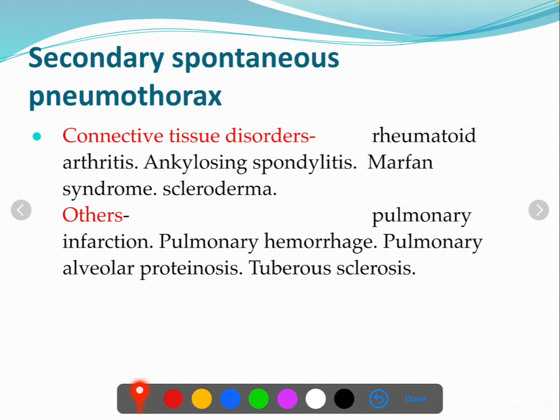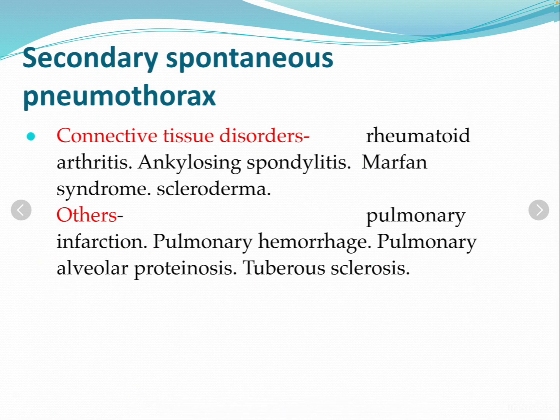Then it could be due to connective tissue disorders, very important, because of rheumatoid arthritis, very important, ankylosing spondylitis, or Marfan syndrome, or scleroderma. Or in others, it could be due to pulmonary infarction, pulmonary hemorrhage, pulmonary alveolar proteinosis, or tuberous sclerosis.